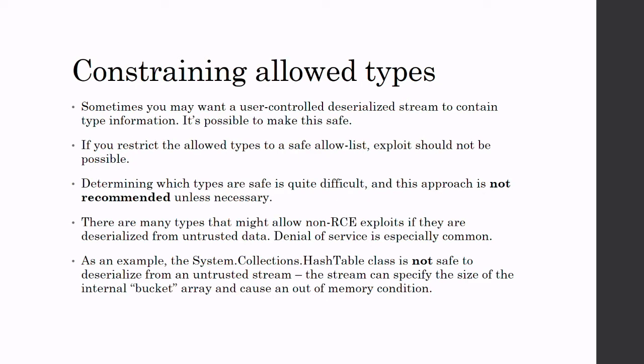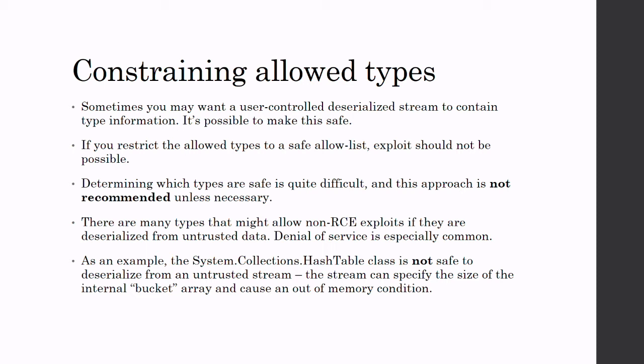The third way you can do this, and the tricky one, is to constrain the sorts of types that are allowed during deserialization. I don't really recommend this. It's very difficult to do right, but it seems sometimes it's necessary for certain application designs. So what you're going to do is essentially create an allow list for the types that can be created during deserialization. It's hard to do that correctly because there's lots of types in .NET that seem innocuous but are actually dangerous to deserialize.